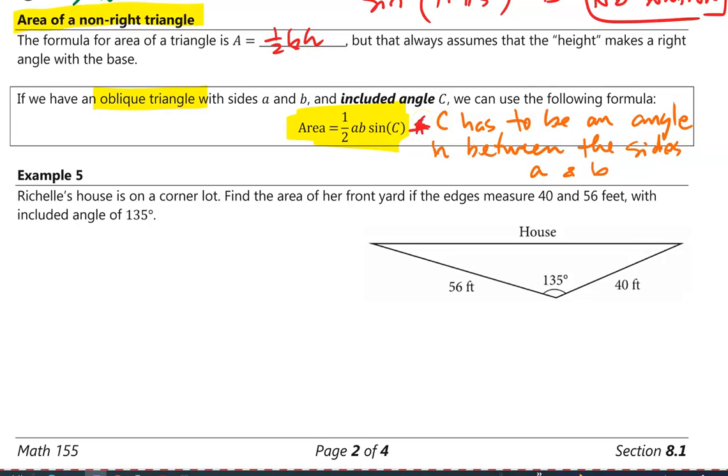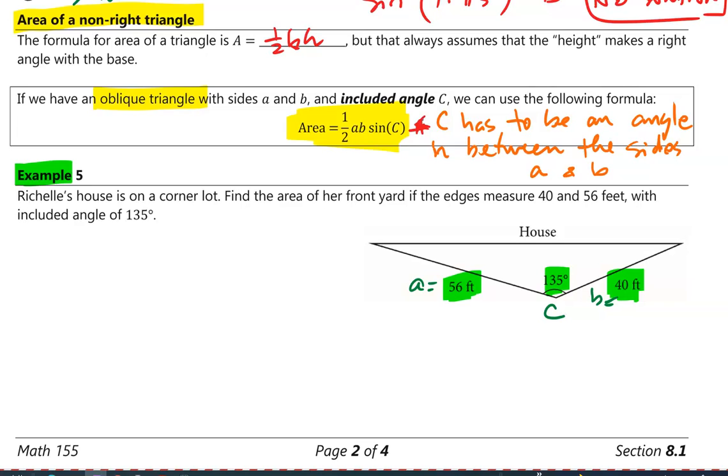And let's work on example number 5. Rochelle's house is on a corner lot. Find the area of her front yard if the edges measure 40 feet and 56 feet with an included angle of 135 degrees. So let's say this is side A and this is side B. And remember, angle C has to be an angle in between the two sides. So this is going to be our angle C.